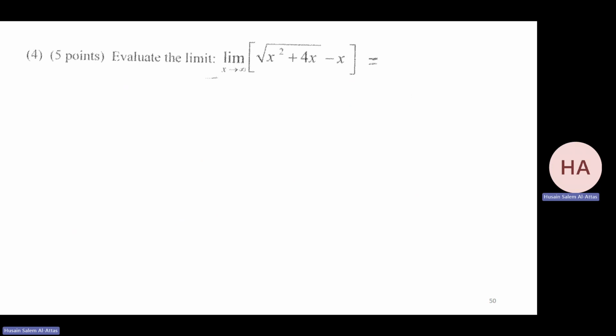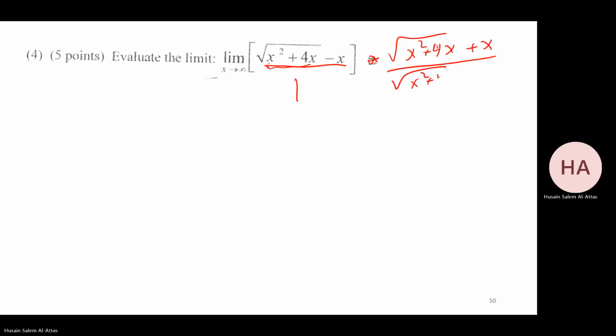As x goes to infinity of this one, if we substitute, you have infinity minus infinity. So it means you need to do something over 1. Check. Plus x. That will be the limit as x goes to infinity of what?